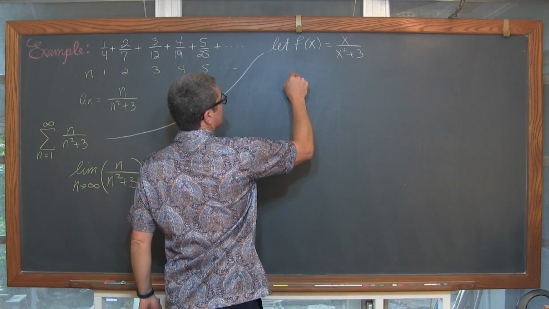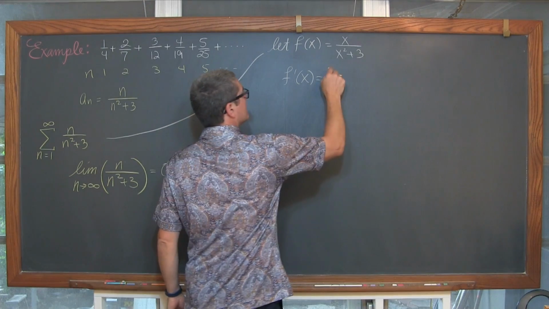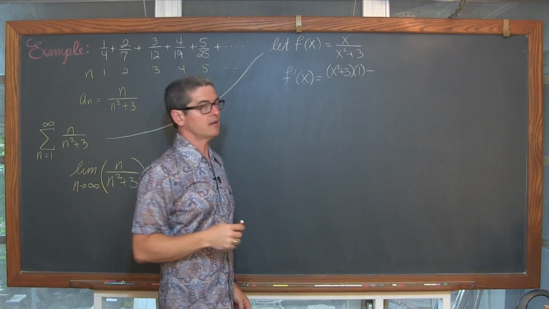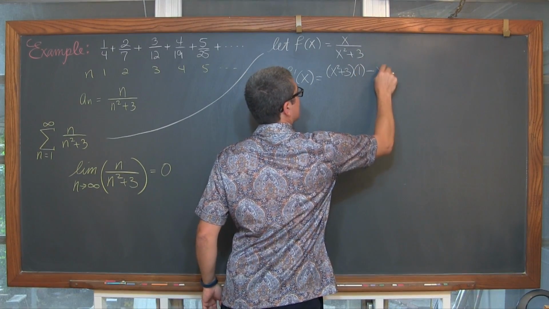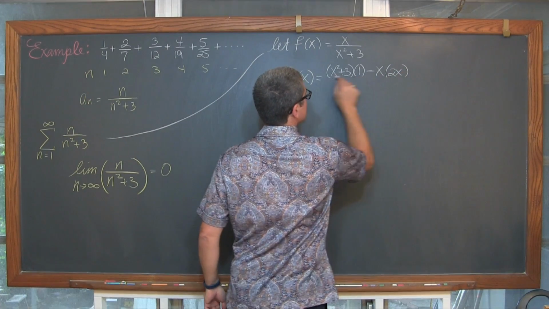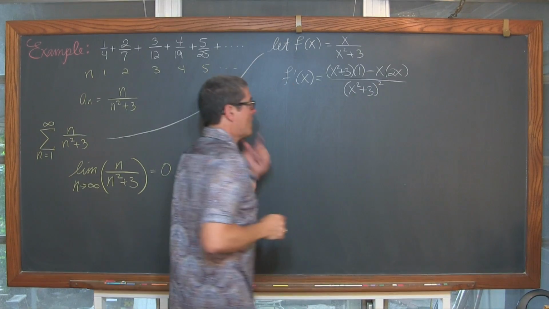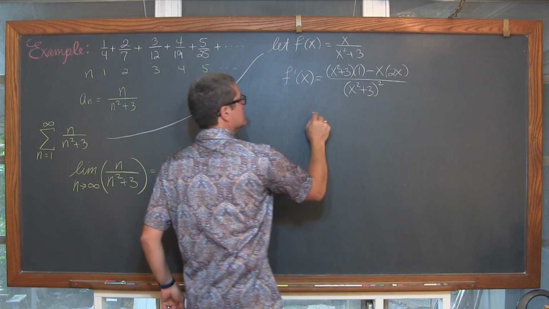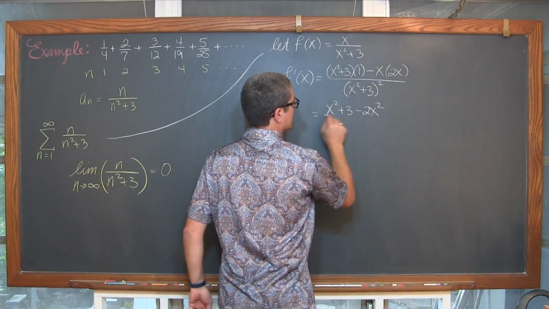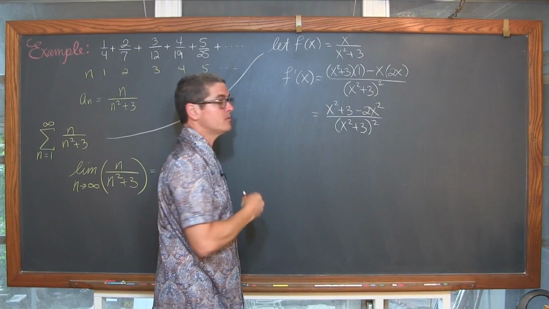So we're going to find the derivative of f of x. It's going to be low d high: x squared plus 3 times 1, minus high d low. The numerator is x, the derivative of the denominator is 2x, over low squared, x squared plus 3 squared. So we're looking at x squared plus 3 minus 2x squared over x squared plus 3 squared. 1 minus 2 is -1.